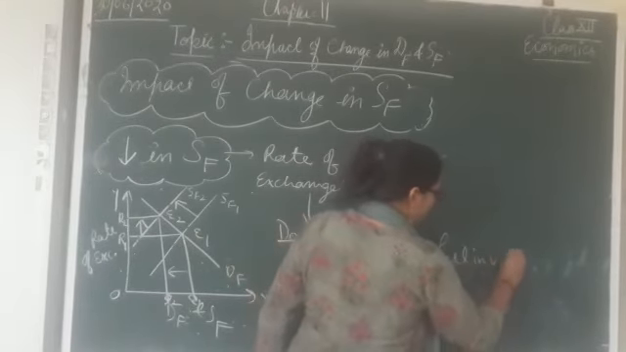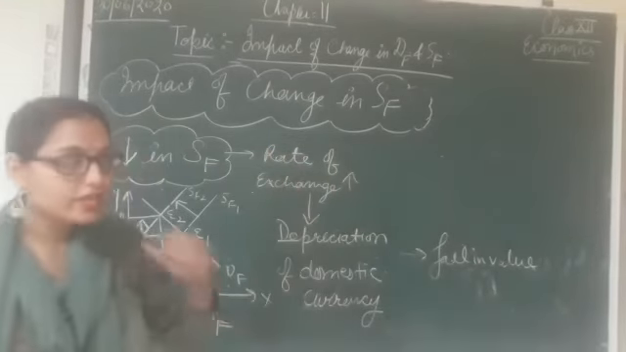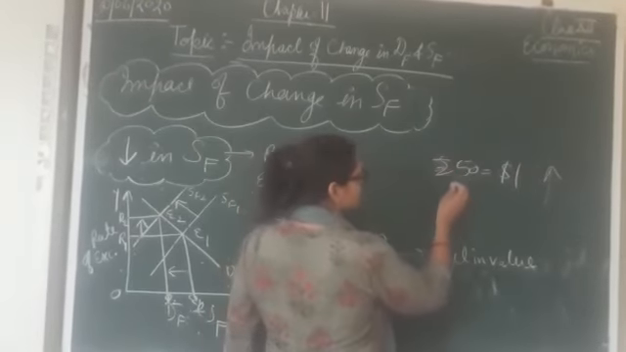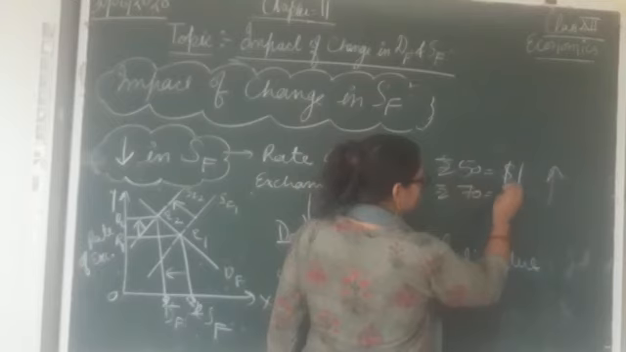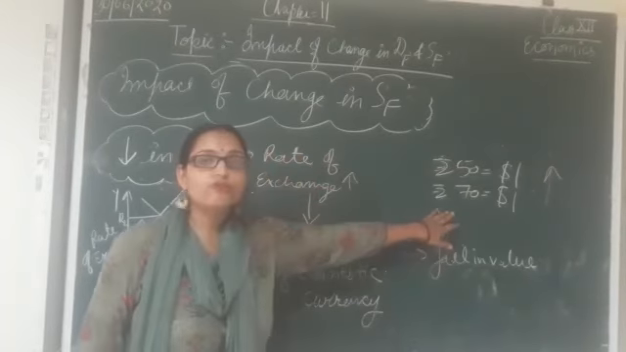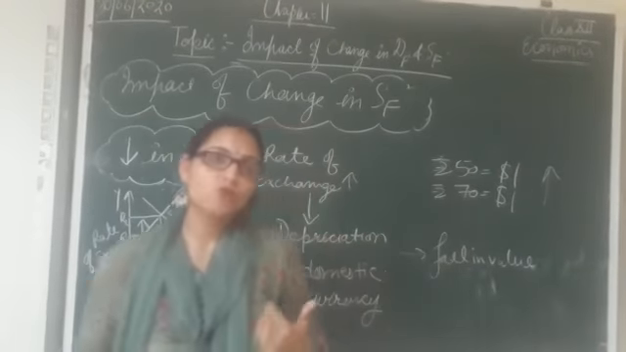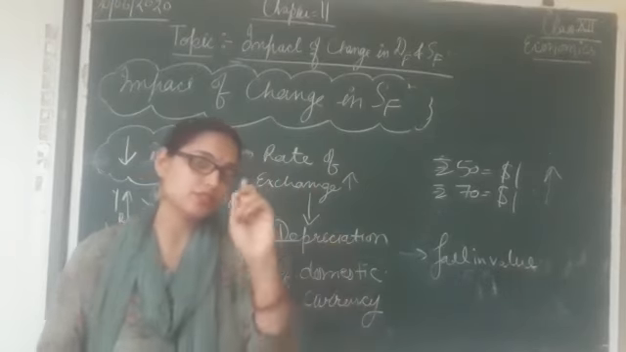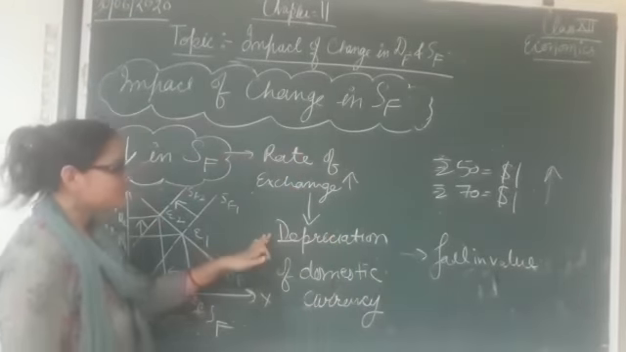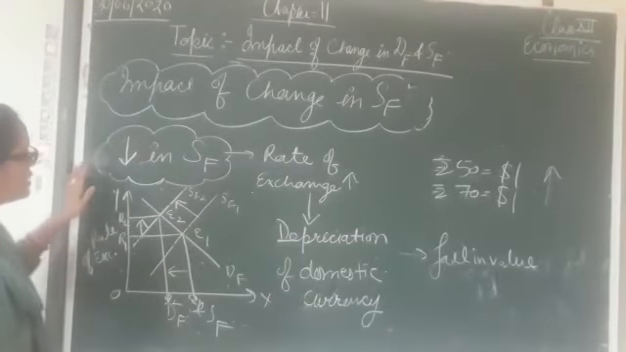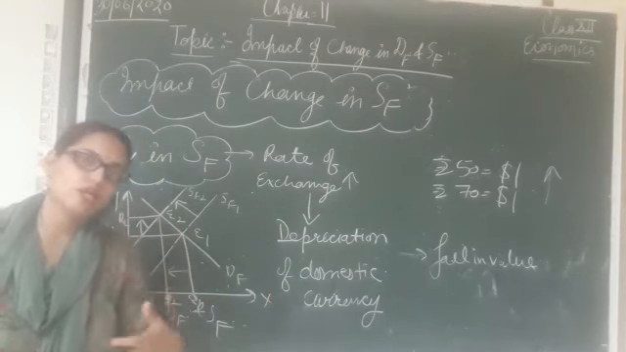Fall in the value of domestic currency means earlier if we were spending ₹50 for buying $1, now because the rate of exchange has increased, we are spending ₹70 for $1. So this is how the value of the rupee is decreasing. Earlier we were spending less money to buy $1, but now we are spending more rupees to buy the same $1. So that's why there is depreciation in the domestic currency, or fall in the value of domestic currency. So these are the impacts of change in the supply of foreign exchange.